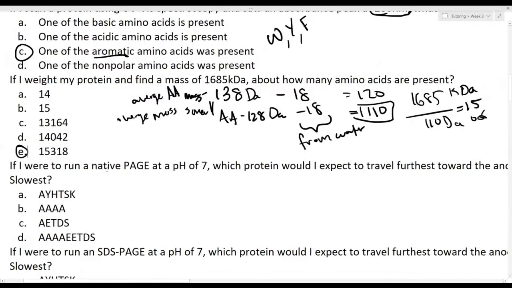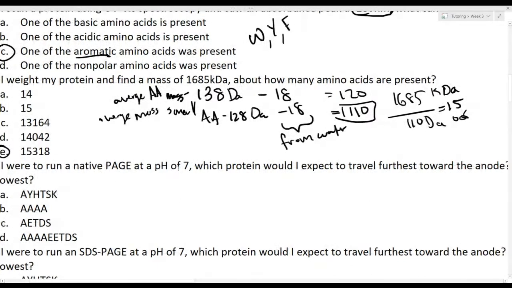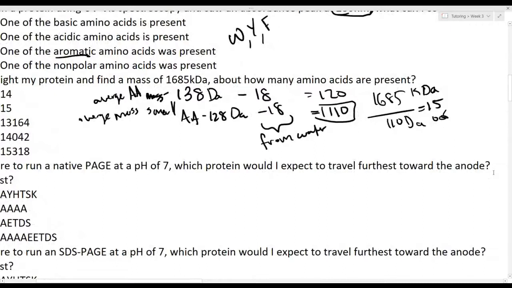Okay. So if I were to run a native PAGE at a pH of 7, which protein would I expect to travel furthest toward the anode? Okay. So again, there are three things that I look for when I'm dealing with these. First is what kind of purification? Native PAGE. Okay. Second, pH of 7. And lastly, which way are we going? We're going toward the anode.